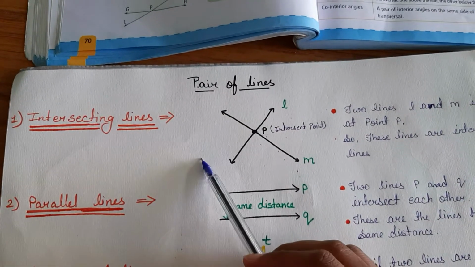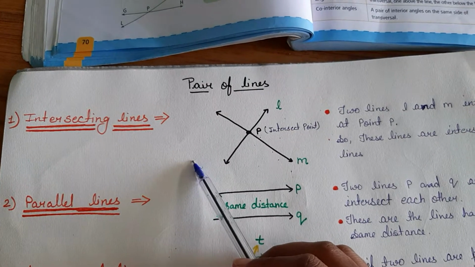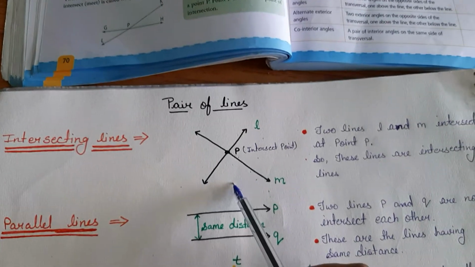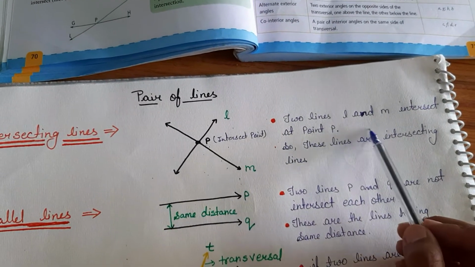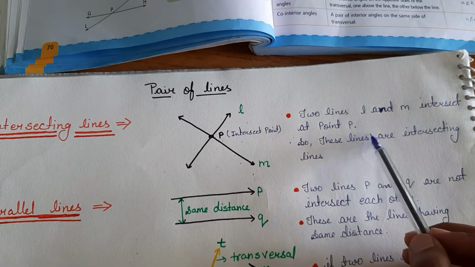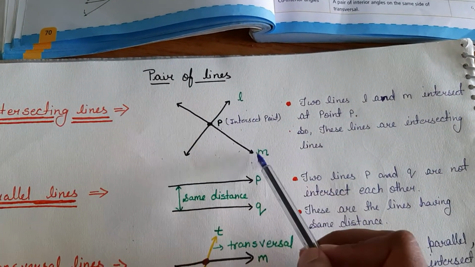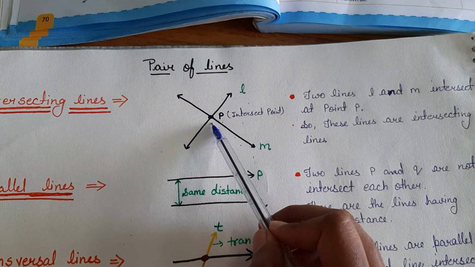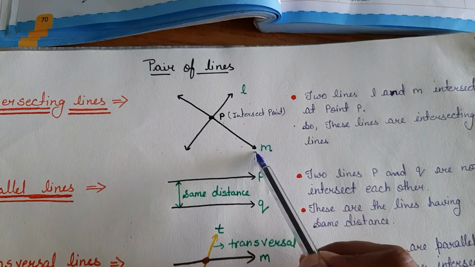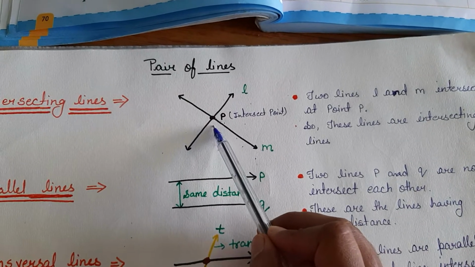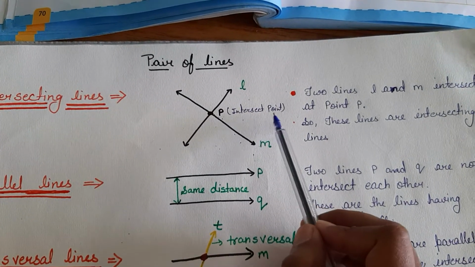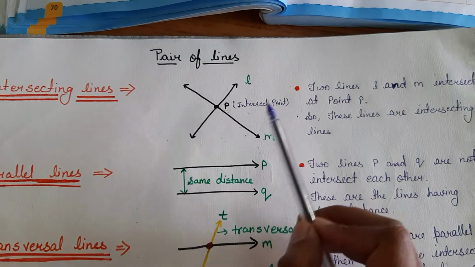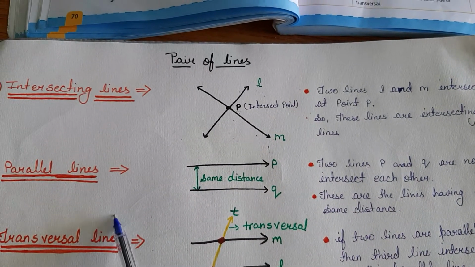So what is an intersecting line? I already explained it, but once again I will explain it to you. Two lines L and M intersect at a common point. If they intersect at one common point, these lines are intersecting lines, and this point P is your intersection point. Okay.